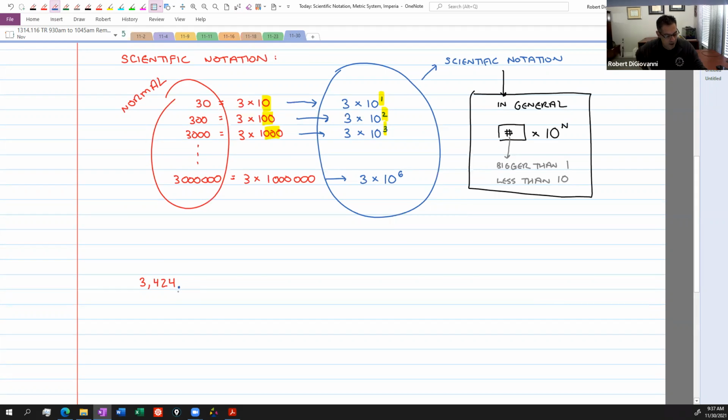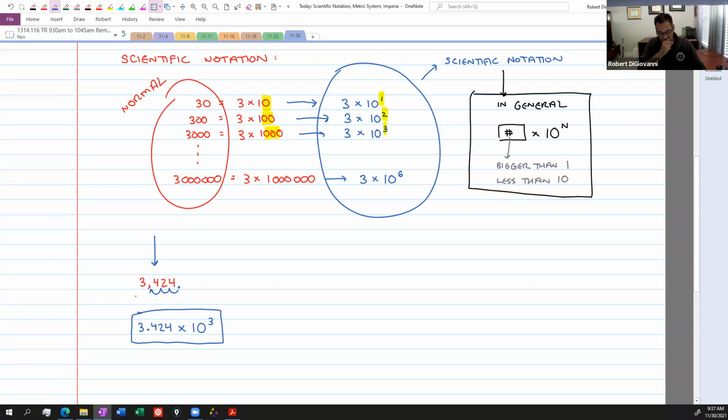I'm going to see what it takes to make this number a number between 1 and 10. So I'm going to move the decimal point 1, 2, 3 places, and that would give me the number 3.424. Then I'm going to put times 10 to the, now how many places did we move the decimal? 1, 2, 3. So I'm going to put 3 here. Now that's the scientific notation of that number. So this is it right here.